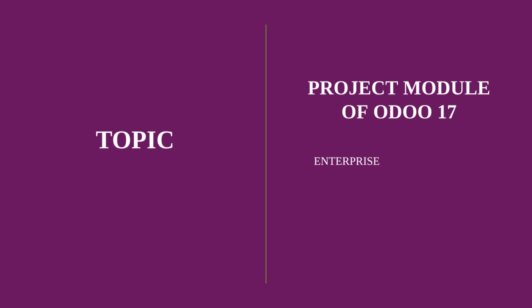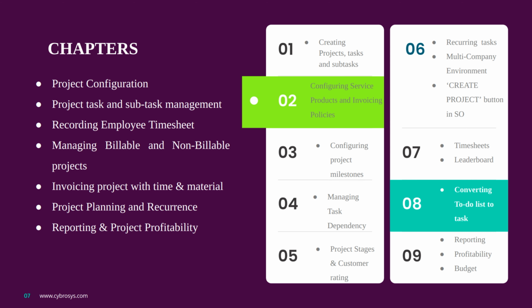So we'll move to the topic, the project module in Odoo 17. We are focusing on the enterprise module. We are going to discuss the following chapters, like project configuration. It includes how we create projects, then task and subtask management.